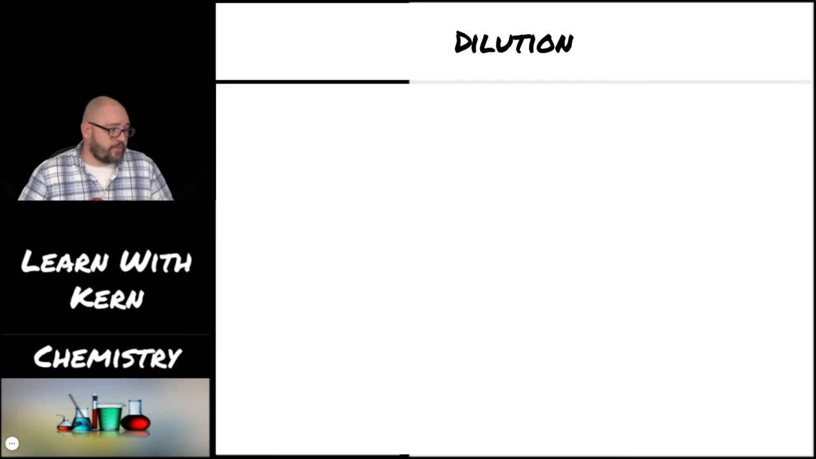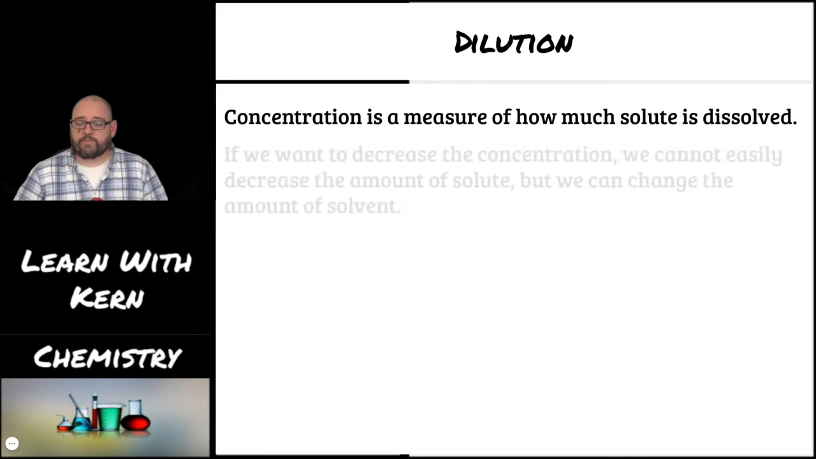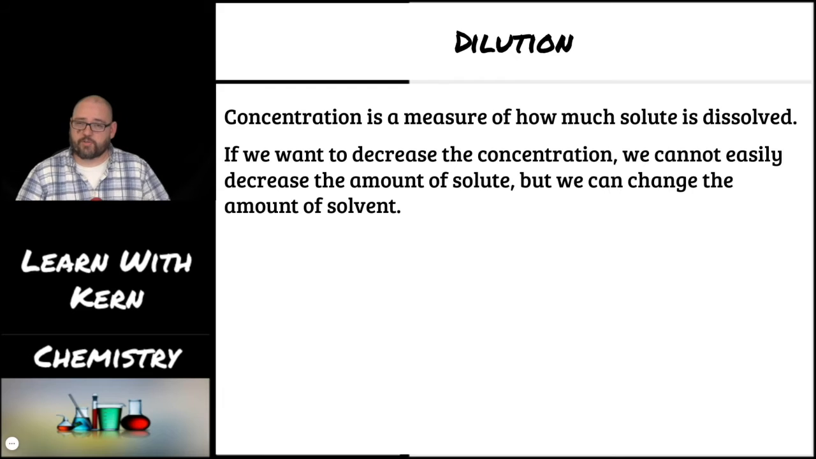Now, dilution is the process of changing the concentration. Remember, concentration is how much solute is dissolved. Well, if you want to decrease the concentration, so I have something that's really highly concentrated, and I need to decrease the concentration, well, there's 2 ways to decrease the concentration. If your molarity is moles divided by liters, to decrease the concentration, you can either decrease the moles or increase the volume.